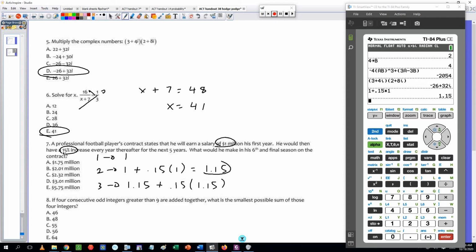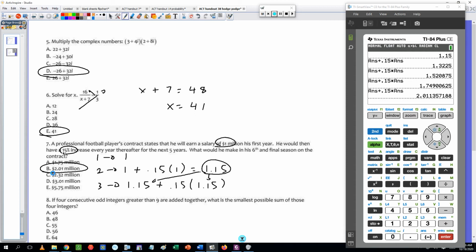So I take this little feller here, and that becomes his starting, and here is his raise for the next year. So I'm going to use my answer button. Second answer plus 0.15 times that answer. And that's his third season. If I do that again, that's his fourth season. Again, see how it's taking the answer and plugging it back in for me? That's his fifth season. And this will be his sixth season. And that answer is B.